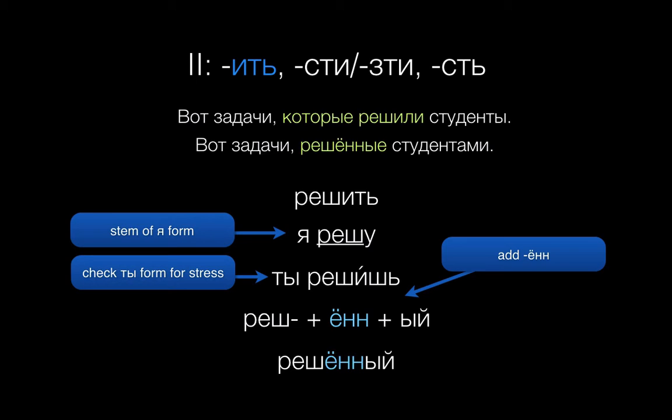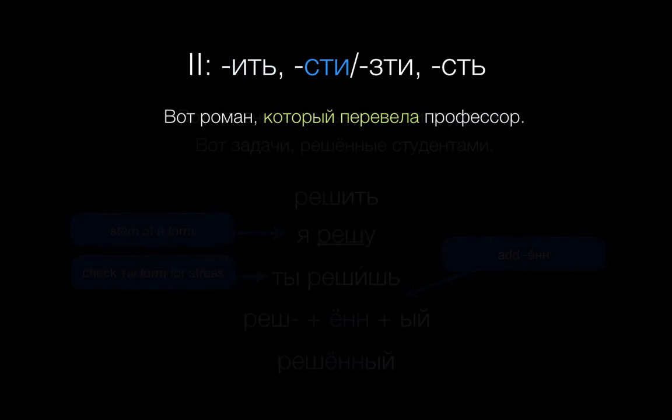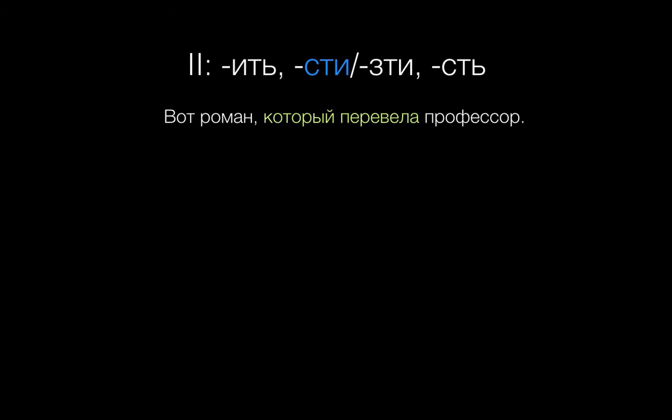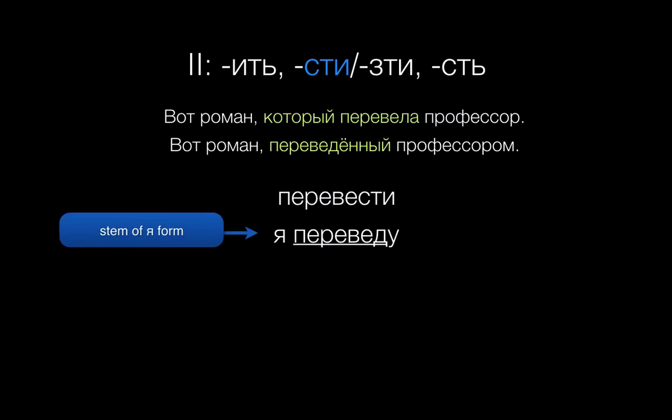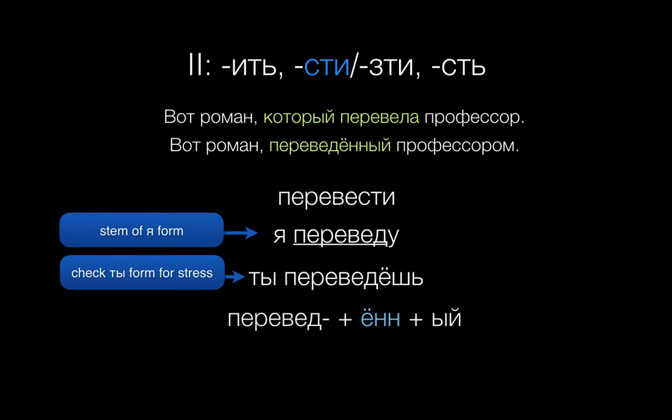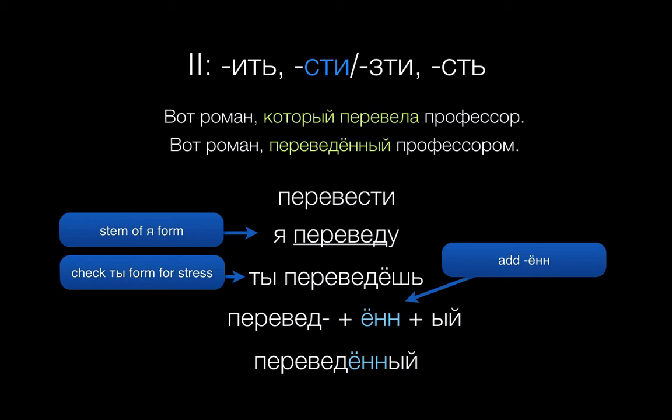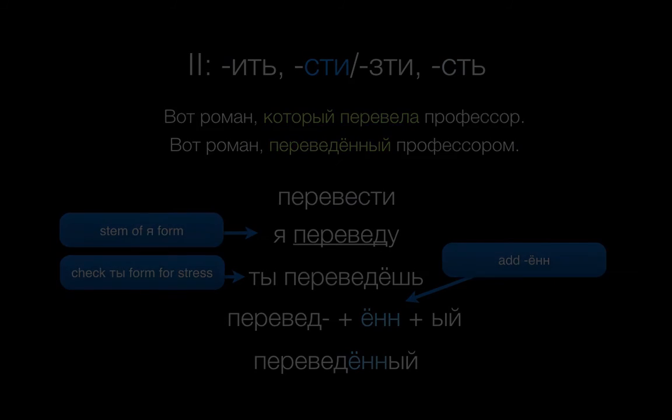Let's do one more to highlight the importance of starting from the я form. Вот роман, переведенный профессором. We'll get the stem of the я form, переведу. The ты form has end stress, so we'll add -ён, and then of course the ending, переведённый, something that has been or was translated.